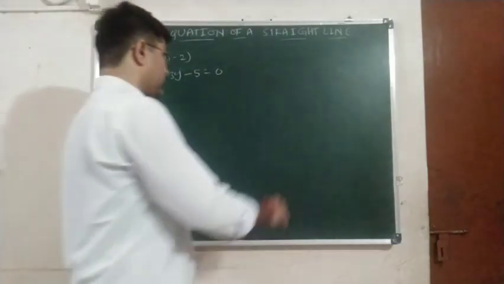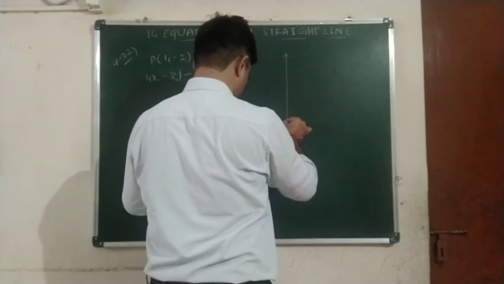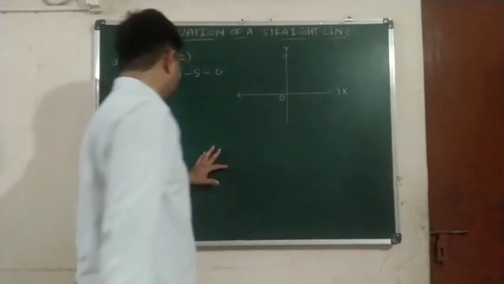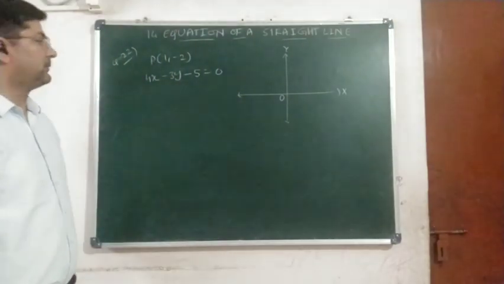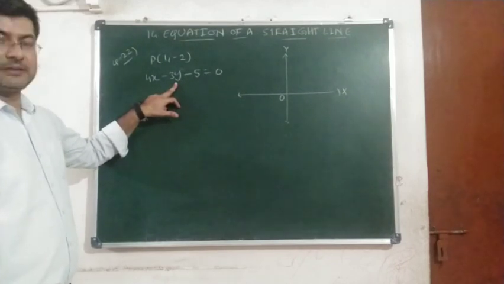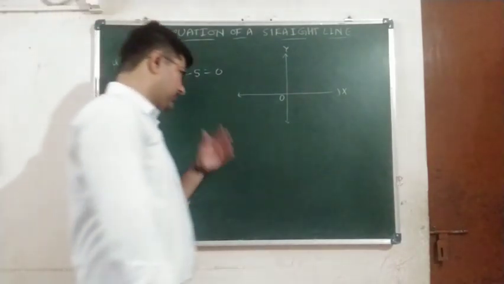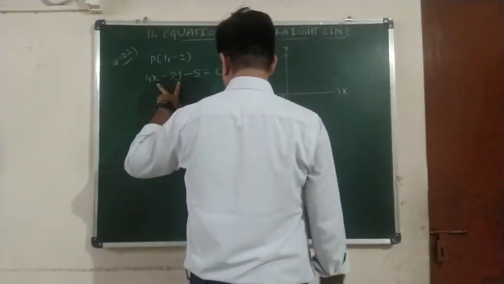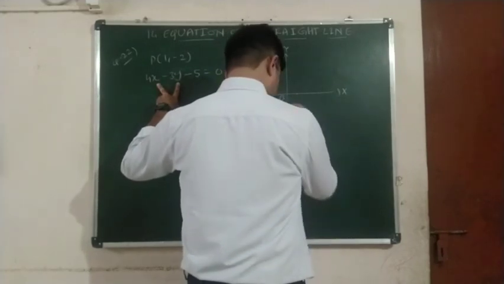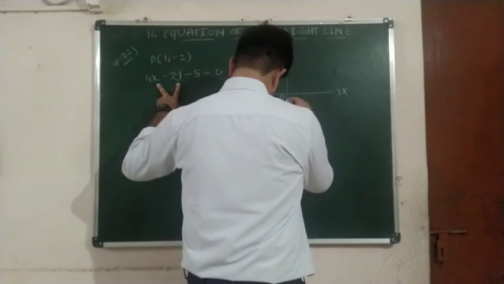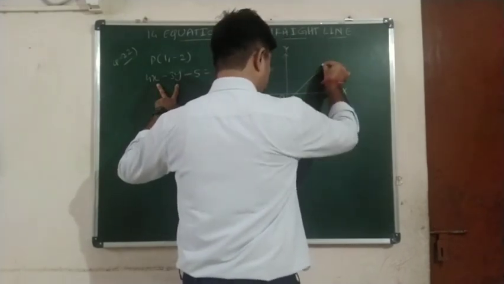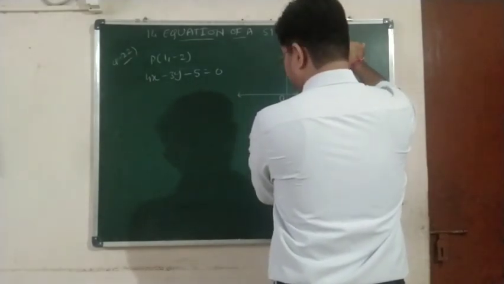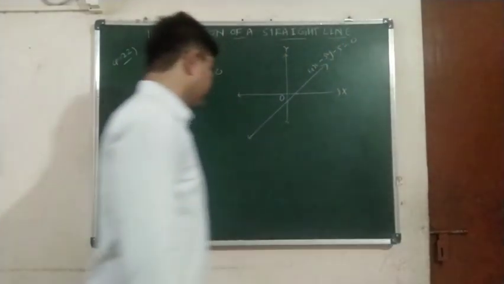Now let us try to understand this with the help of a diagram. For this we draw the x and y coordinate axes, O is the origin. Let us represent this line. Put y = 0, x will be 5 by 4, so 1 point something. If you put x = 0, y will be negative something. So we get a line like this. This is an approximate representation of the line 4x - 3y - 5 = 0.